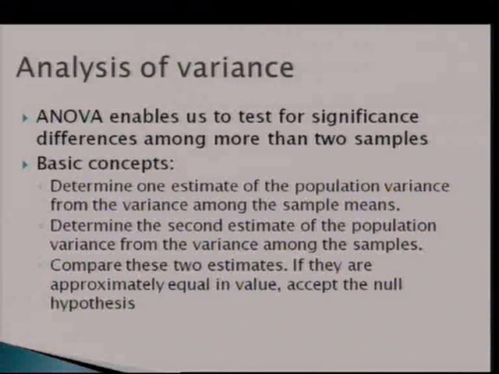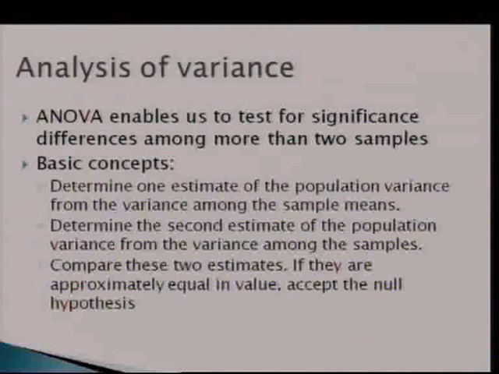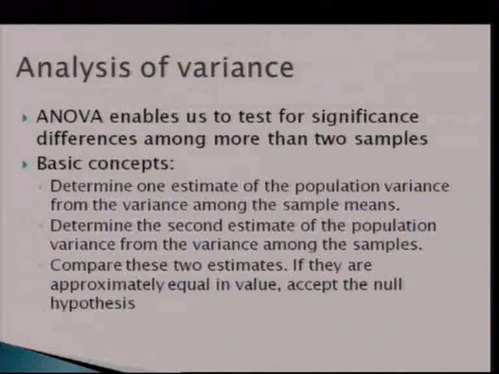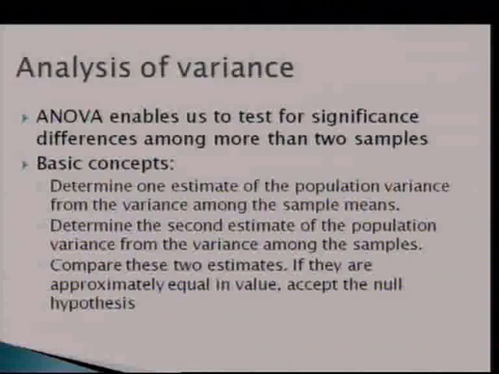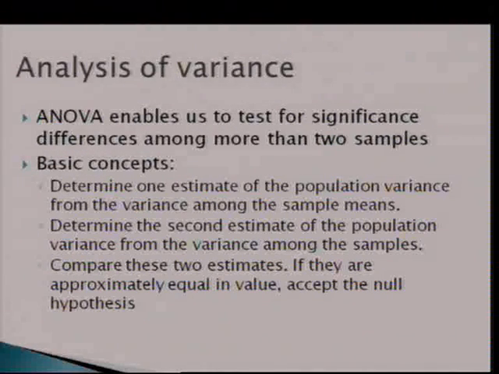Now the basic concept is to determine, first, an estimate of the population variance from the variance among the sample means. The second is the estimate of the population variance from the variance within the samples. So we can say one is the between column variance, and the other is the within column variance. After determining these two, we compare the two estimates. If they are approximately equal, we accept the null hypothesis, otherwise not.